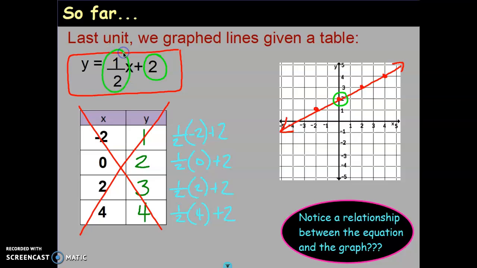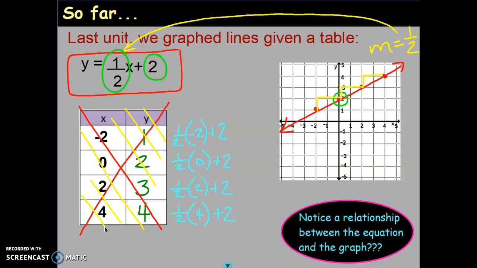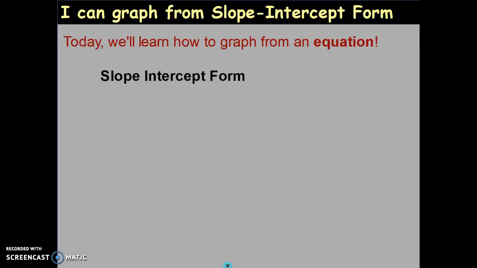And the 1/2 in our equation represents the slope of the equation. So from point to point, you can go up 1 over 2, rise and run, up 1 over 2. So the slope of this line is 1/2, and that number appeared in our equation. So that's how we're going to graph today without having to make the table. We'll save ourselves a lot of time by graphing from what's called slope-intercept form.